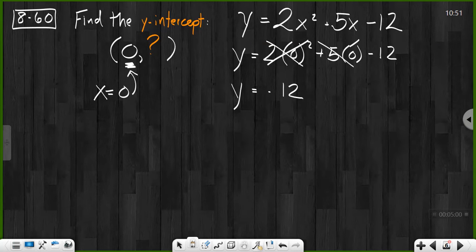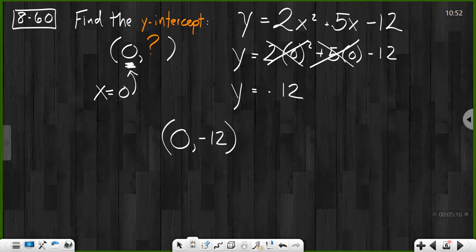Because when you put 0 in for x, our x terms just drop out of the equation, giving me negative 12. So in this case, the y-intercept for this equation is (0, -12). And that would be a good third point that I could use as I graph it.